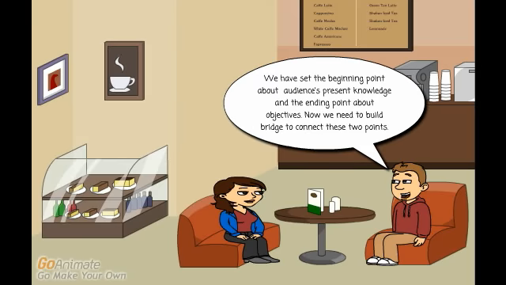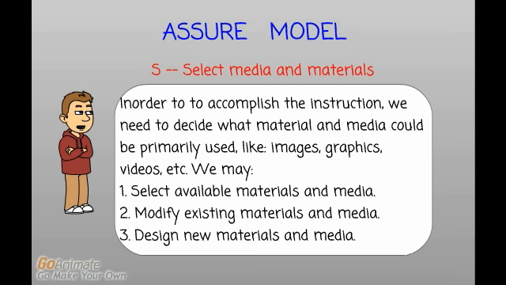We have set the beginning point about the audience as present knowledge and the ending point about objectives. Now we need to build a bridge to connect these 2 points. In order to accomplish the instruction, we need to decide what material and media could be primarily used, like images, graphics, videos, etc. We may 1. Select available materials and media. 2. Modify existing materials and media. 3. Design new materials and media.